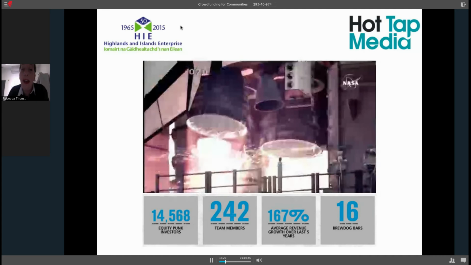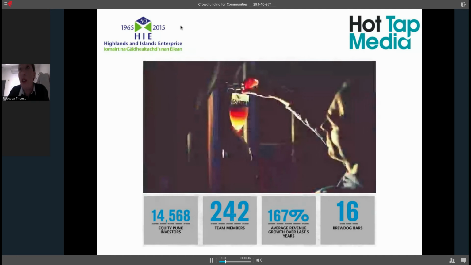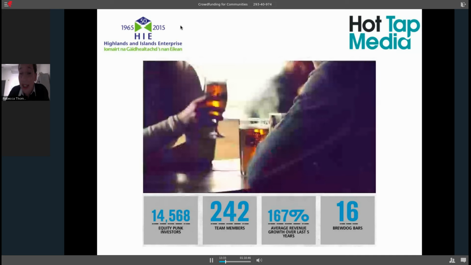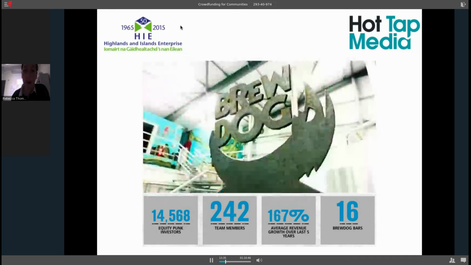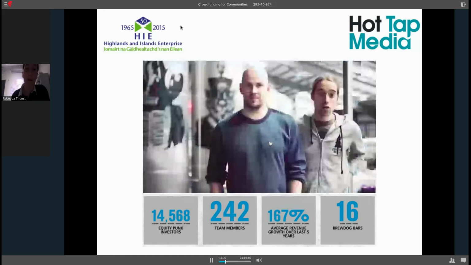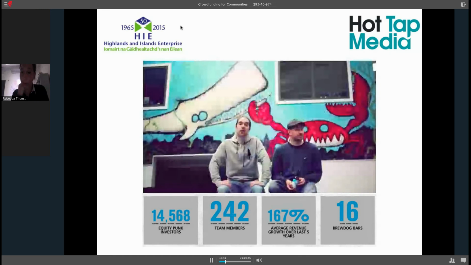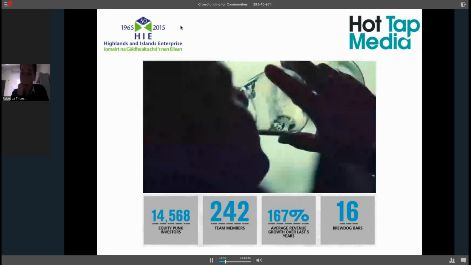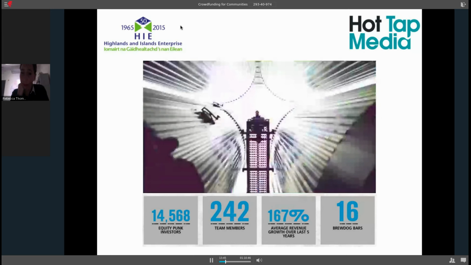And they've had a really innovative approach by combining that with rewards. So crowdfunders who get involved also get a Brewdog card, which gives them discounts in their online stores and in their bars. And they all get to come along to the annual AGM, which is a really big party, as you can imagine, for a brewery. I'm going to show you their crowdfunding video.